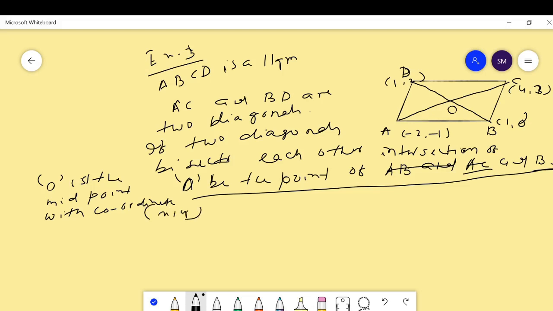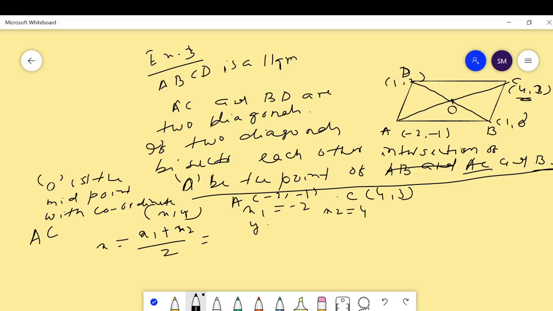O is the midpoint with coordinate x and y. Then if O is the midpoint of AC, recall the bisect formula: x is equal to (x1 plus x2) upon 2. Here for AC, A with coordinate minus 2, minus 1 and C with coordinate 4 and 3. Then x1 equal to minus 2, x2 equal to 4, and y1 equal to minus 1 and y2 equal to 3.